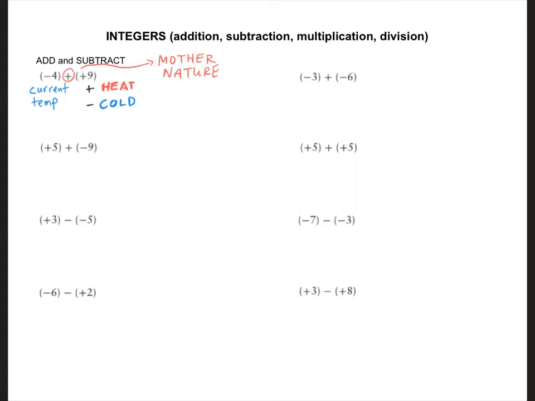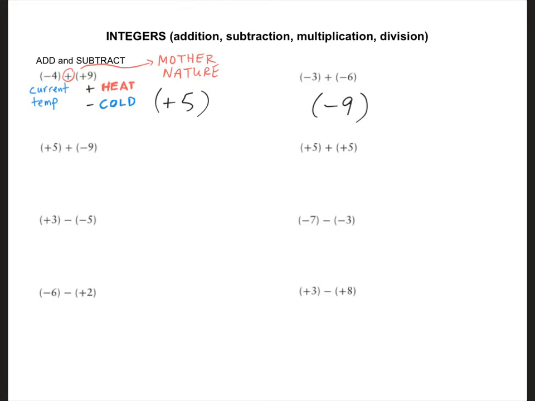So, for example, this first question here, we've got the current temperature is -4, and Mother Nature added 9 degrees of heat. So that means the temperature rose 9 degrees from -4 to give us +5, okay? The next one here, the current temperature is -3. This time she added coldness, okay? The negative sign here denotes coldness. So it was -3 and she added coldness, so it got colder. So that one is -9.